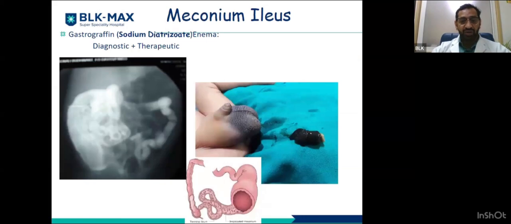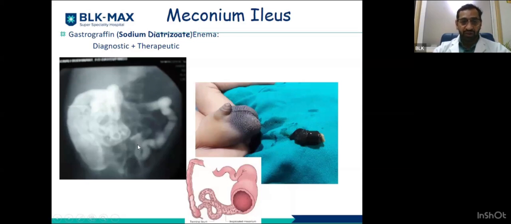So this is a child with a meconium plug, and doing a gastrografin enema in these patients is not only diagnostic but also therapeutic, because gastrografin is a hyperosmolar agent, and what it does is it absorbs the water. It helps in liquefying the meconium plugs which are lying inside. The gastrografin absorbs the water, and then the plugs get liquefied. These liquefied plugs can then pass spontaneously, and this obstruction might get relieved.